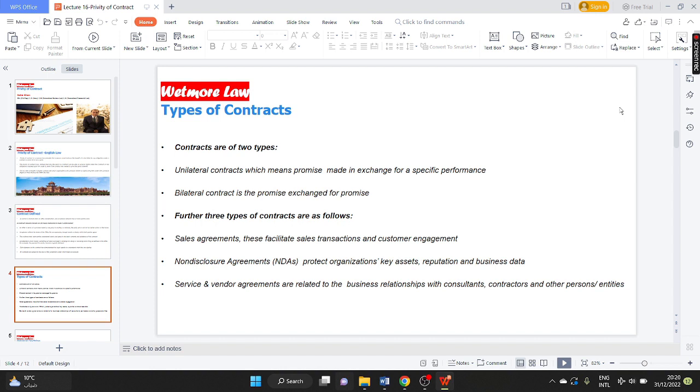Sales agreements. These facilitate sales transactions and customer engagement. Non-disclosure agreements protect organizations' key assets, reputation, and business data. Service and vendor agreements are related to the business relationship with consultants, contractors, and other persons and entities.